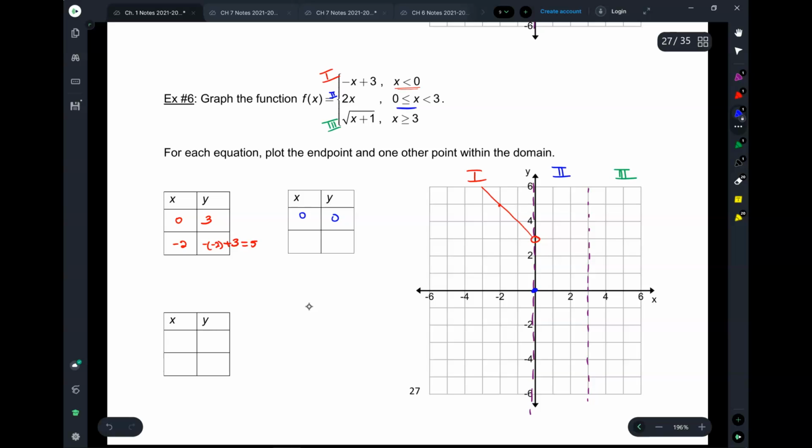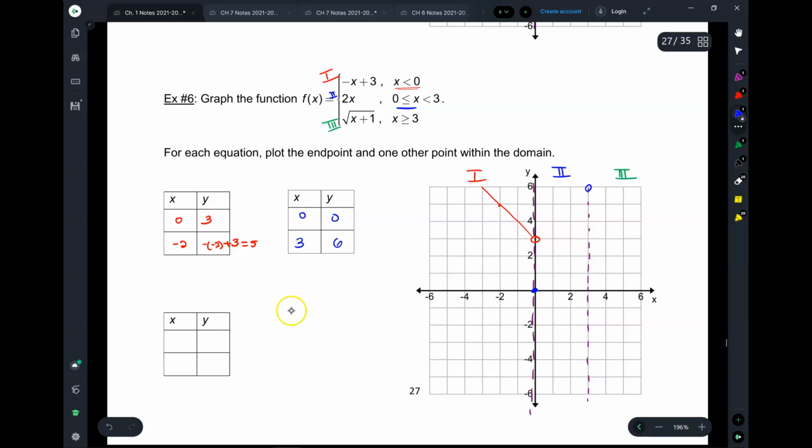The other one I'm going to plug in is x equals what? 3. And I get 6. 3 and 6 will be open. Okay, and that's a linear function, right? So I have to draw a linear graph. If it was a parabola, I would just curve it and make it look like a parabola.